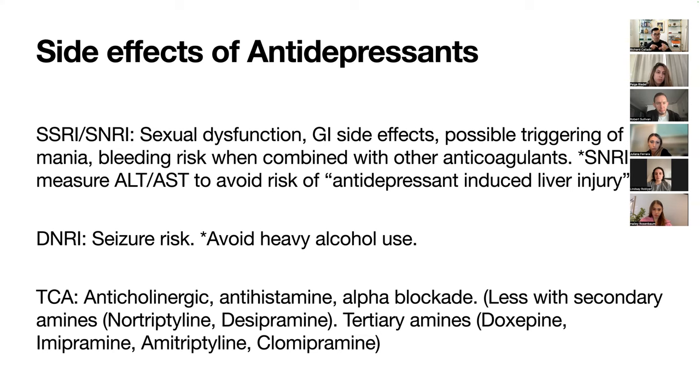Secondary amines are the nortriptyline and the desipramine. Like I mentioned, they tend to be less antihistamine, less anticholinergic, better tolerated, all right? Tertiary amines tend to have more anticholinergic, more antihistamine effects: doxepin, imipramine, amitriptyline. So they tend to have more side effects, all right?